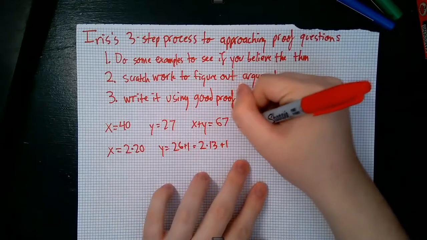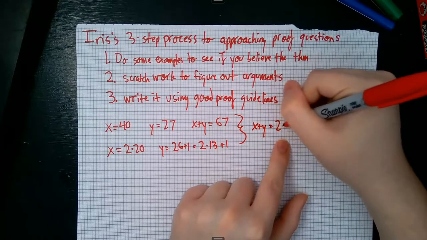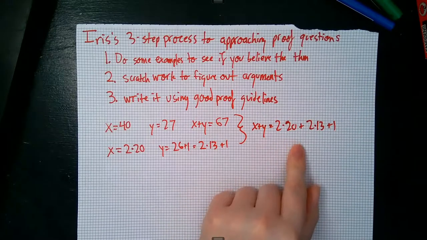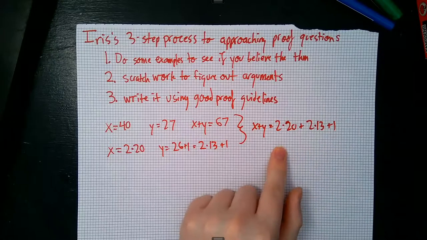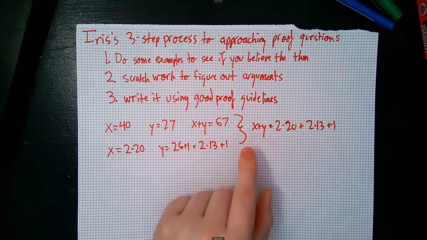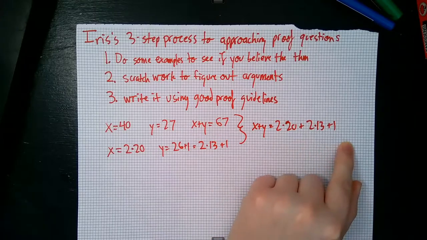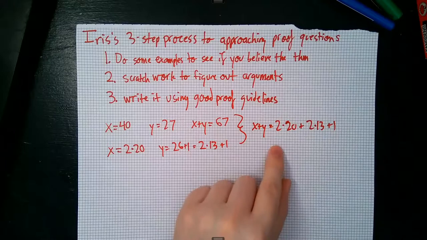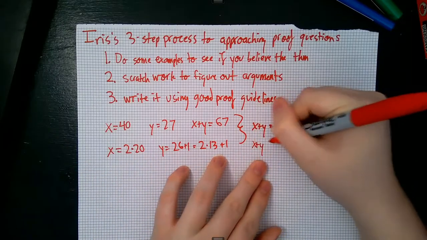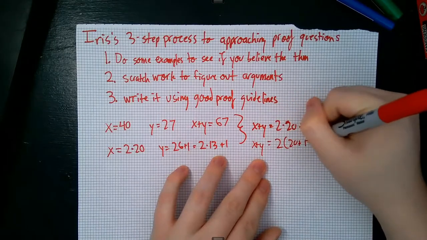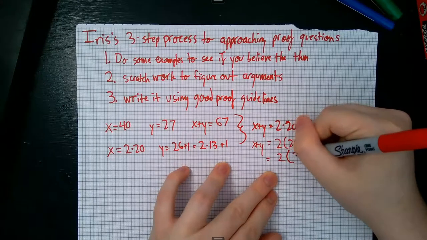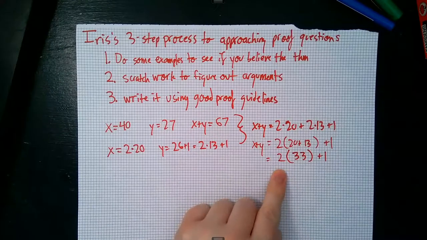So when we have x plus y, it equals 2 times 20 plus 2 times 13 plus 1. I'm not going to just multiply and add everything together quite yet. Since we're working towards showing that x plus y is an odd number, I'm going to try to make this look more like an odd number. So I'm going to make x plus y turn into 2 times something plus 1. If we can make x plus y look like the definition, like 2 times an integer plus 1, then we're good. That's all we need to show. So x plus y equals 2 times 20 plus 13 plus 1, and we can simplify this further. X plus y equals 2 times 33 plus 1. So x plus y equals 2 times some integer plus 1.